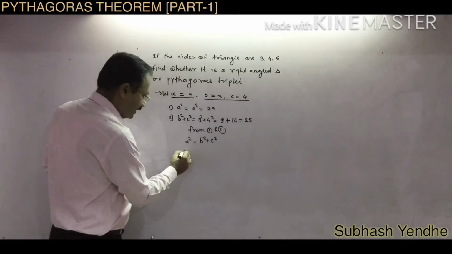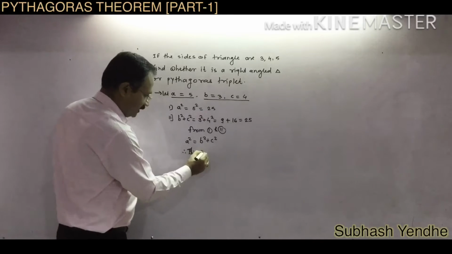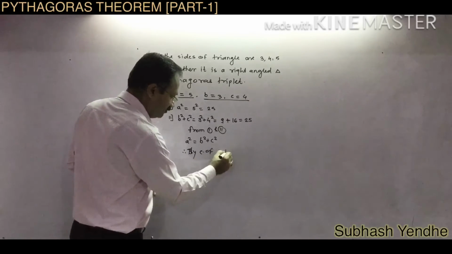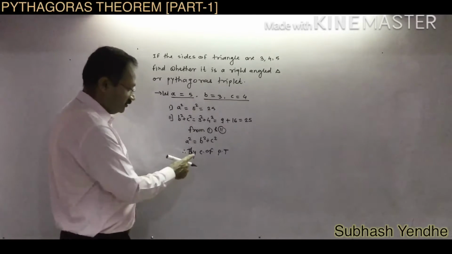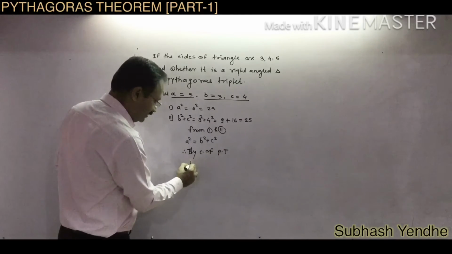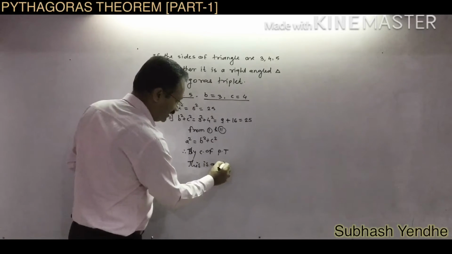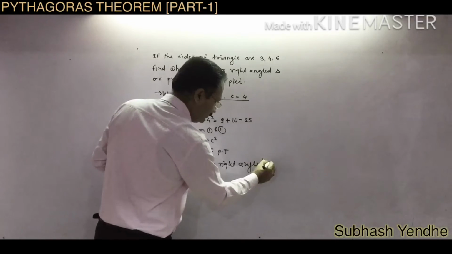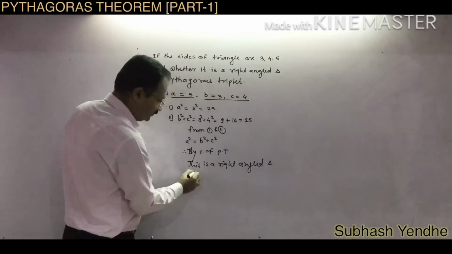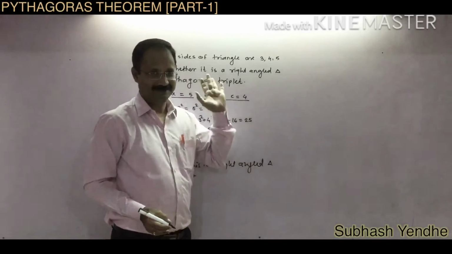It means therefore by Pythagoras theorem, by converse of Pythagoras theorem, I have written the shortcut. Don't write the shortcut. By converse of Pythagoras theorem, this is a right angle triangle. Or you can say that this is a Pythagoras triplet.